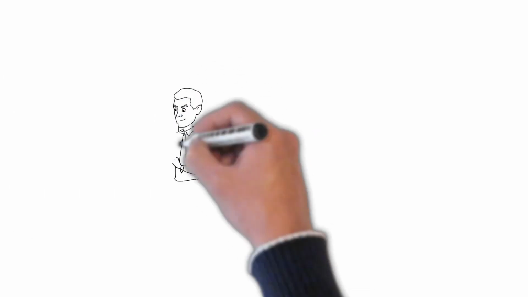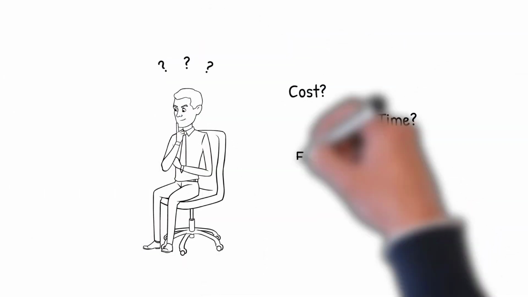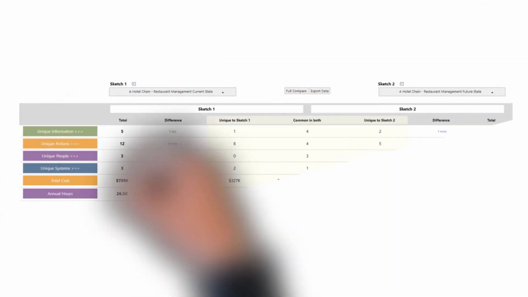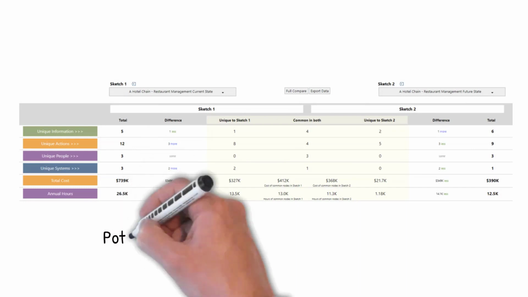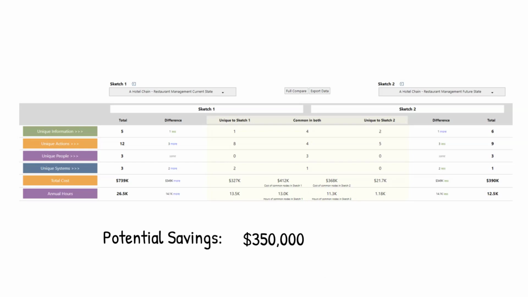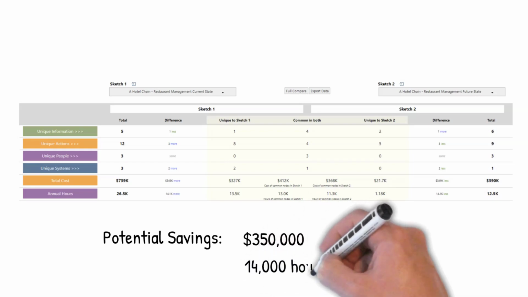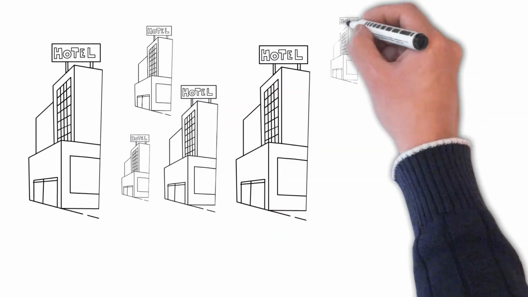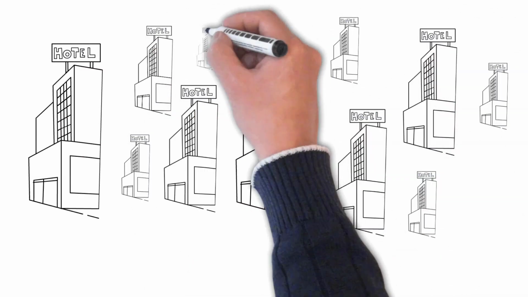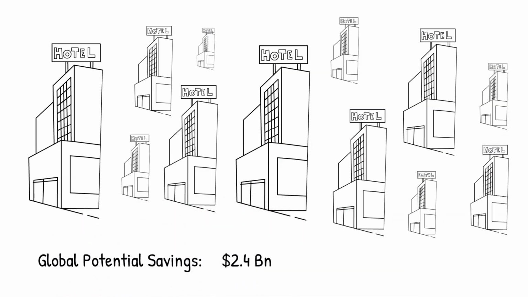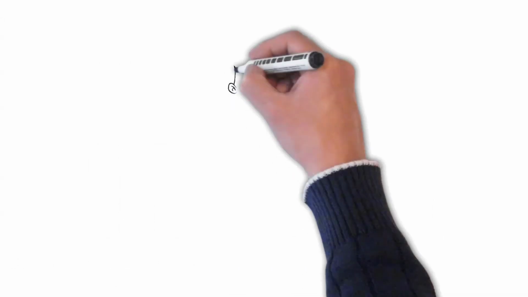I immediately started to wonder just how much this process was costing the hotel, so I modelled it using LINQ. My analysis showed that this one hotel could save nearly $350,000 a year in managing breakfast admissions alone. They could also save more than 14,000 hours of staff time per year. Given this hotel chain has more than 6,900 properties worldwide, globally this could save $2.4 billion and 96 million hours of time, and that's just for breakfast.